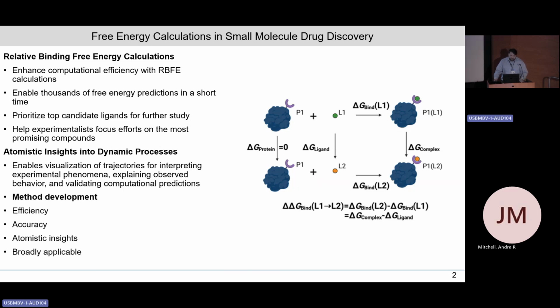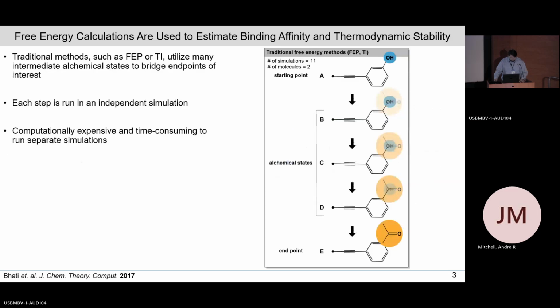And we're doing method development, and our goal is making sure that we're improving efficiency on previous methods, as well as either maintaining or bettering accuracy and maintaining those atomistic insights, as well as making sure they're transferable between lots and lots of different biological systems.